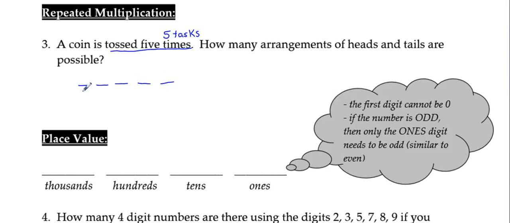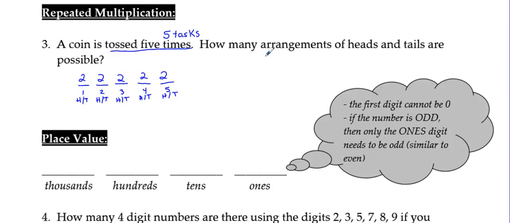So this is coin 1 being tossed, this is coin 2 being tossed, this is coin 3, coin 4, and coin 5 being tossed. So for coin 1 could be heads or tails. So there are 2 possible outcomes. Coin 2 could also be heads or tails. So there are 2 possible outcomes. Same for coin 3, coin 4, coin 5. Each of them have 2 possible outcomes.